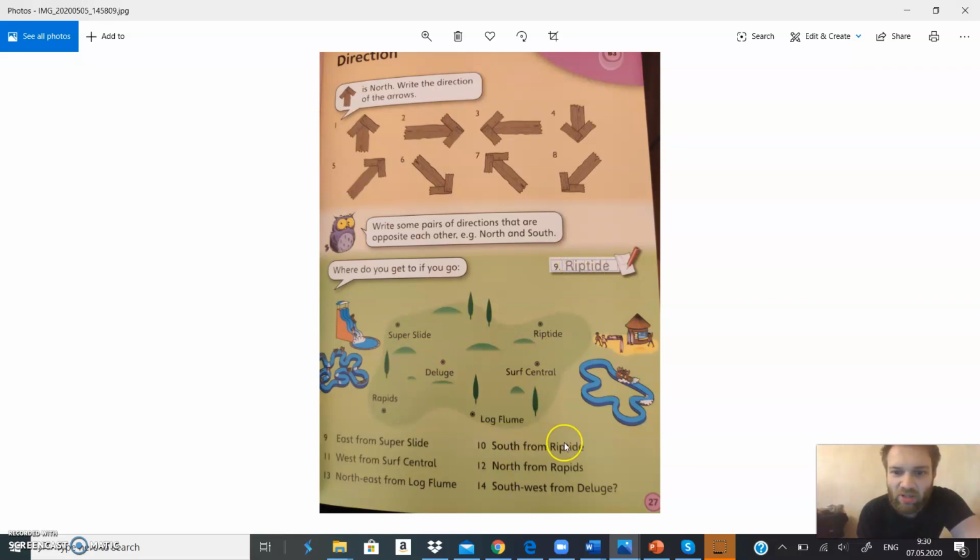Number 10, south from Riptide. And we're going to go, okay, it's not that way, is it? It's not that way. South is that way, it's down. So we're at Surf Central now. West from Surf Central. So it follows a bit of a pattern. You just got to be careful that you've started from the right one and that you've checked the compass points to make sure you go in the right direction each time.